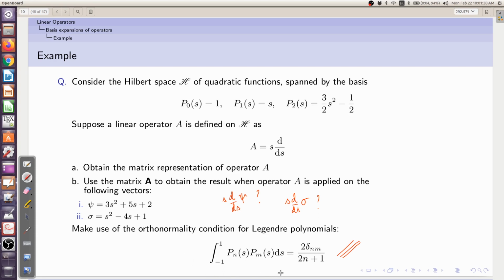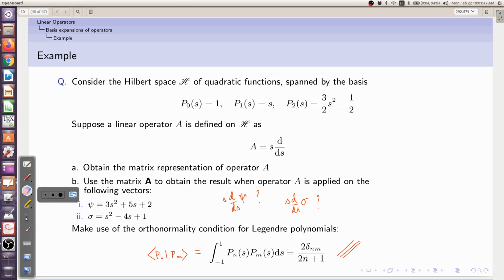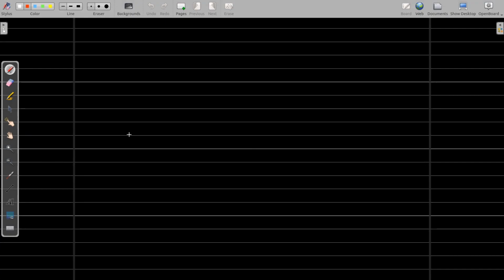I can identify here that this is nothing but a scalar product, the scalar product of Pn and Pm. The scalar product of these is nothing but 2 delta nm divided by 2n plus 1. So we can use this to solve this problem. Let's go ahead and do this.